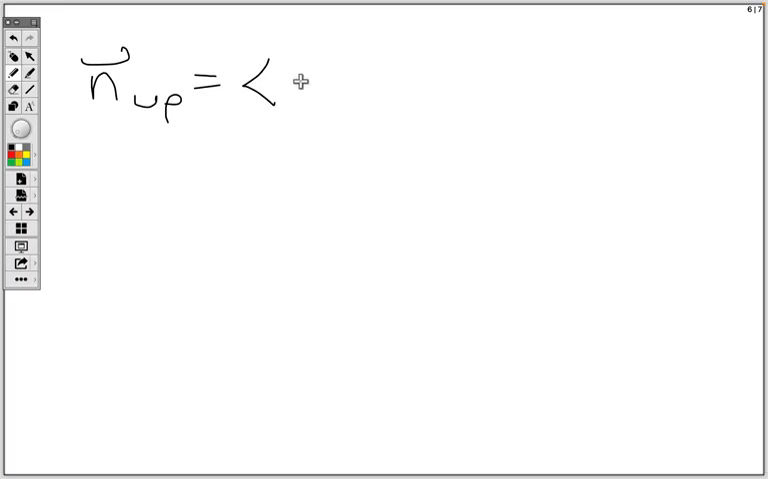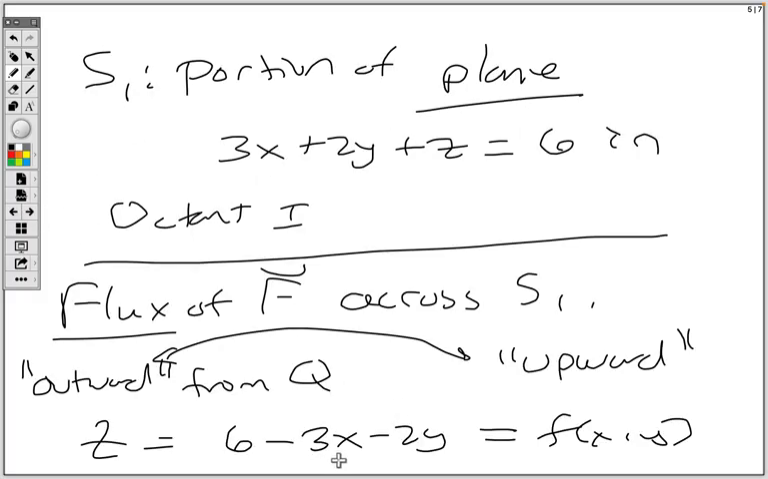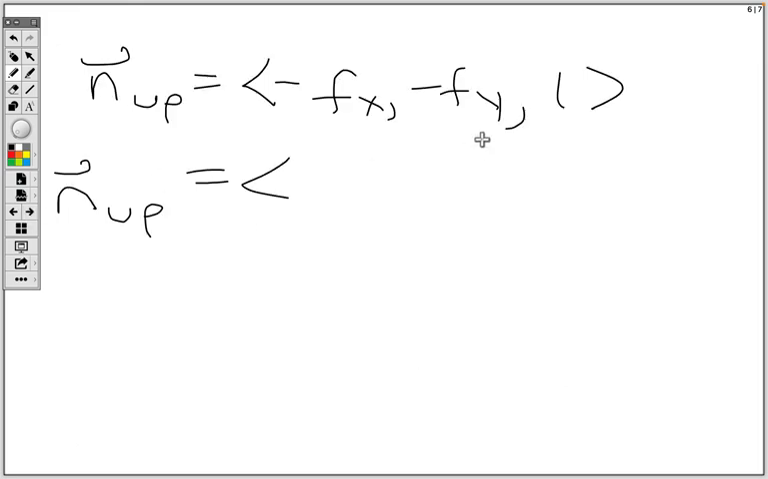Per our recipe we learned last week, that's minus fx, minus fy, positive 1. And I believe we used this vector yesterday for something, because minus fx would be what? 3. Minus fy would be what? 2, and then 1.